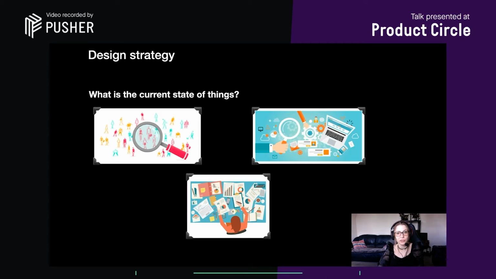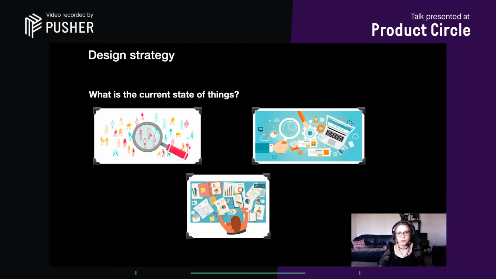And I'm going to ask you a few questions that design strategy should cover. To begin with, what is the current state of things? We're at the very beginning. We only have a problem. We don't have any solutions yet, so we have to figure out what are we working with. We need to find out about our users and market. So that would be a very first step.